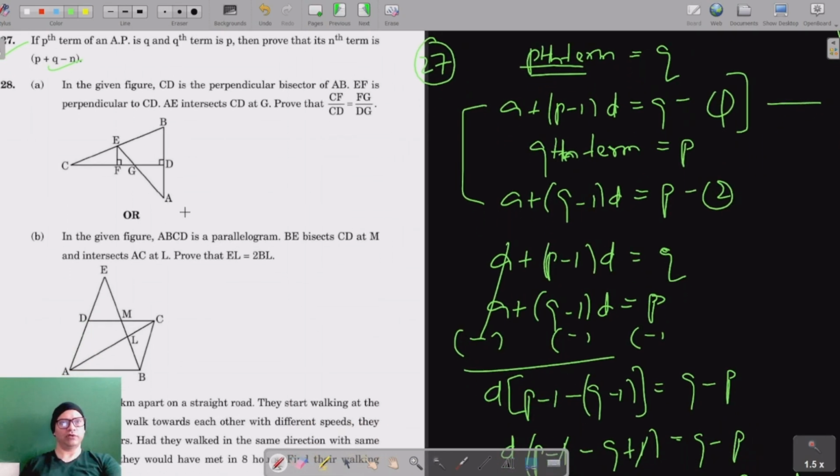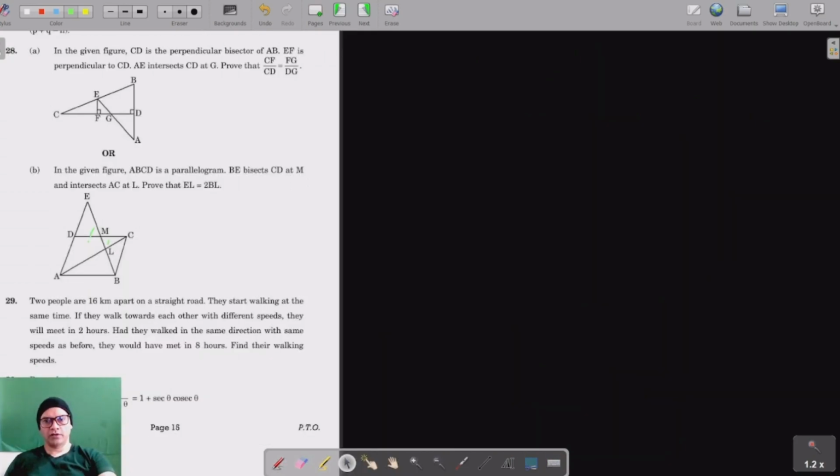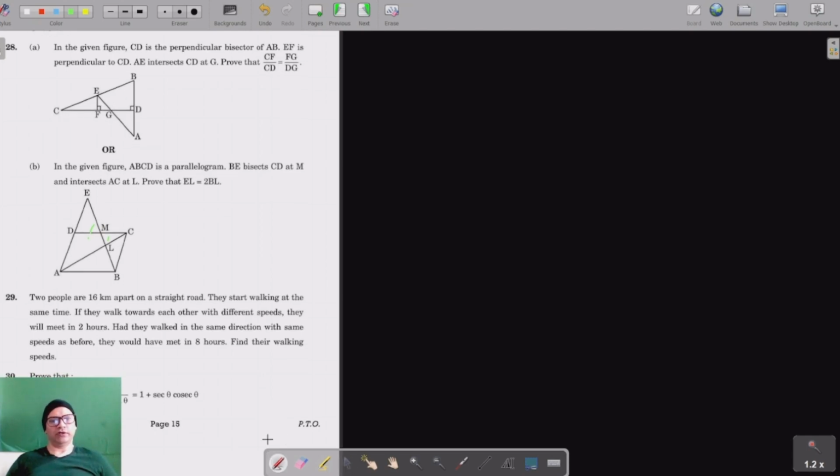Let's move on to question number 28. Okay, for question number 28, part A, in the given figure, it's given that the perpendicular bisector of CD is the perpendicular bisector of AB. So let's write down the given information. It's question number 28, part A.